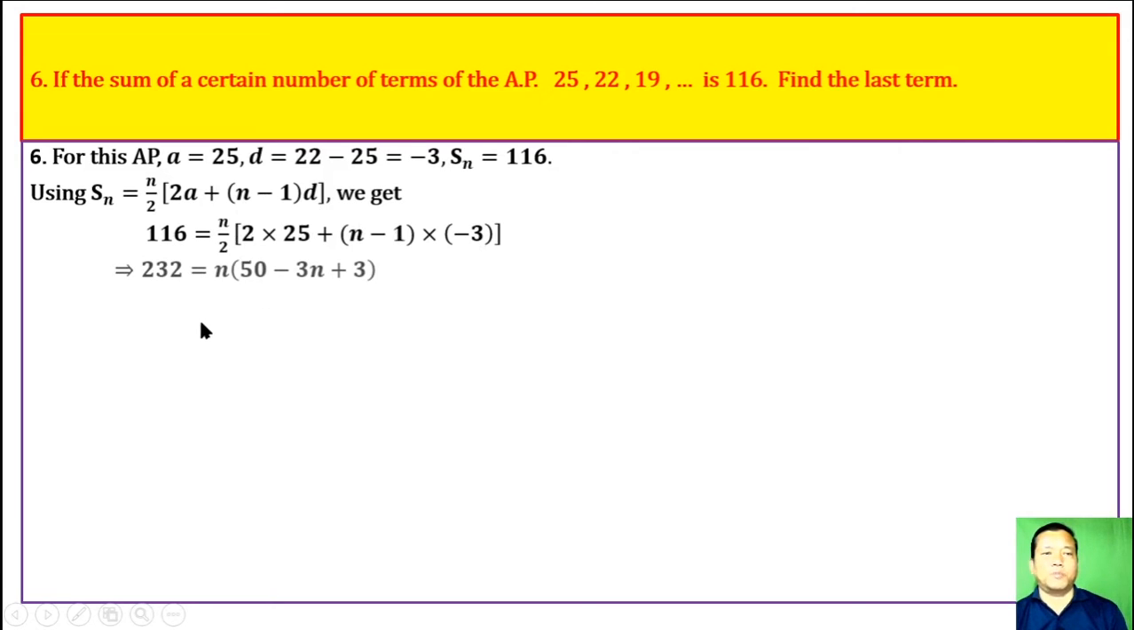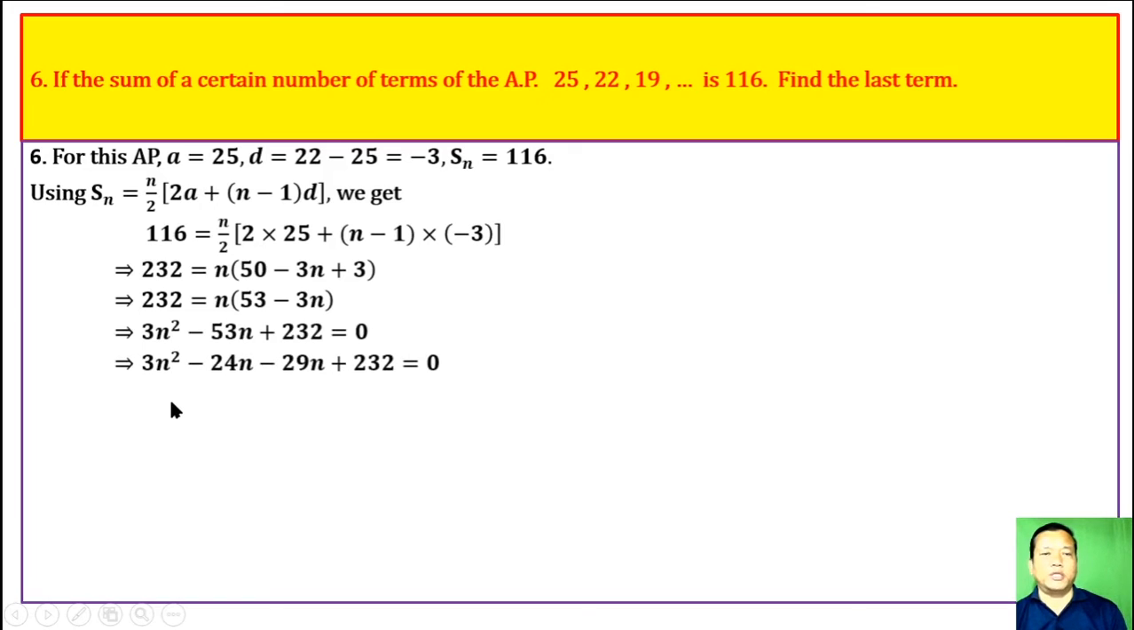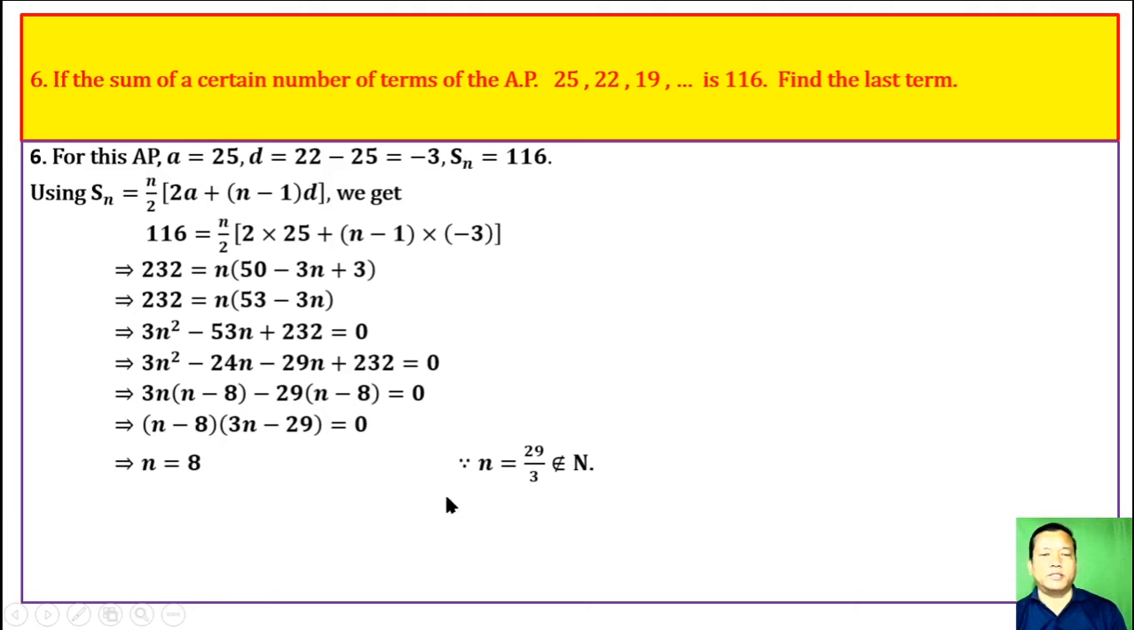n is to be found out, a is 25, d is minus 3. Cross multiply by 2 and solve, we get a quadratic equation in n. Splitting the middle term and factorizing, we get (n minus 8) times (3n minus 29) equal to 0. Solving, n equals 8, since n equal to 29 by 3 does not belong to N. Therefore, the last term is a8, whose value is a plus 7 times d, giving a 25 and d minus 3, and solving, we get 4, which is the 8th term.